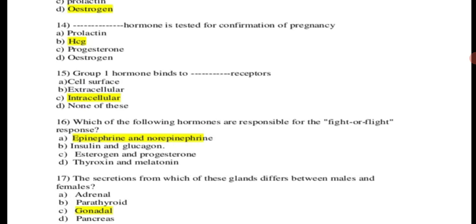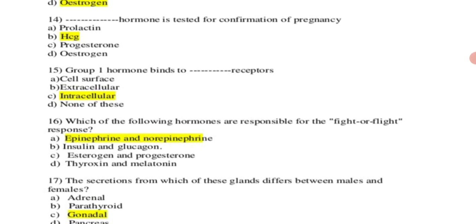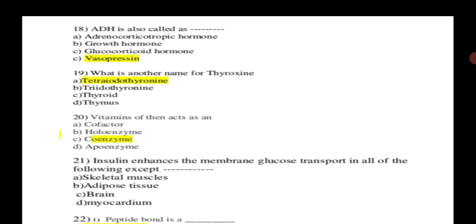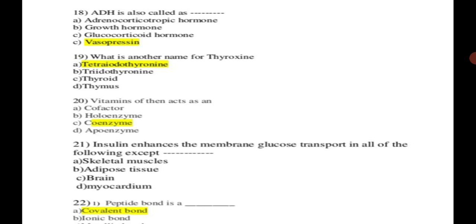Then moving to the next question: secretion from which of these glands differs between males and females? It is also a repeated question. Option C is the answer of question number 17. ADH means antidiuretic hormone, that is vasopressin. It is required for maintaining the water level in the body. So the answer is option D. By mistake it is written as C. So the answer is vasopressin.